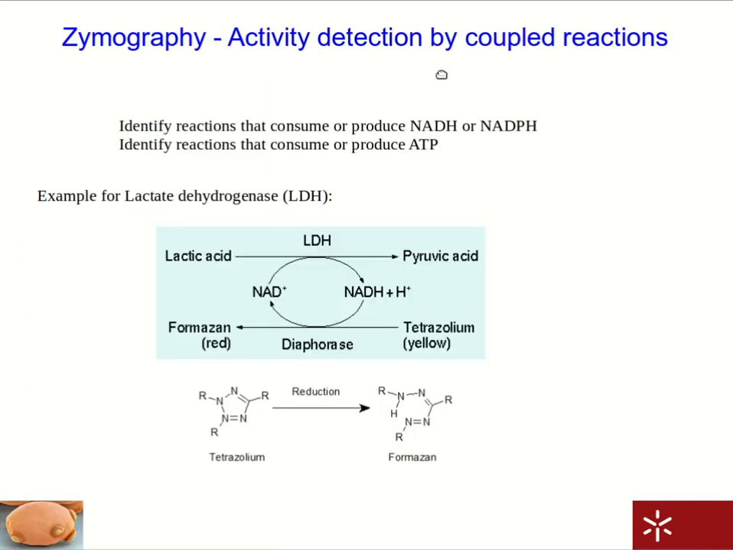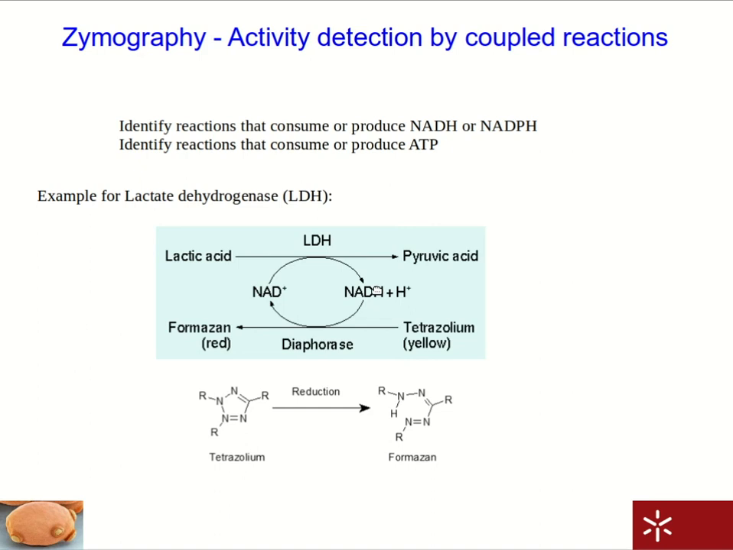Zymography can be extended to detecting enzymes that catalyze reactions that consume or produce NADH or NADPH, or consume or produce ATP. In this example here, I show the detection of lactate dehydrogenase. Normally this enzyme catalyzes the production of lactic acid from pyruvic acid. In this case, we can detect the opposite reaction. We have production of pyruvic acid and the production of NADH.